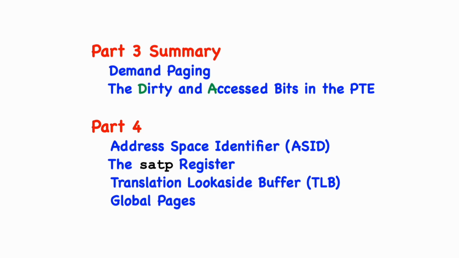In the next video, we'll introduce address space identifiers and talk about the SATP register. It contains more than just the address of the root of the page table tree. And then we'll talk about the translation lookaside buffer and how it would be implemented. And once we understand the TLB, we can see what the global bit is and why it's needed.